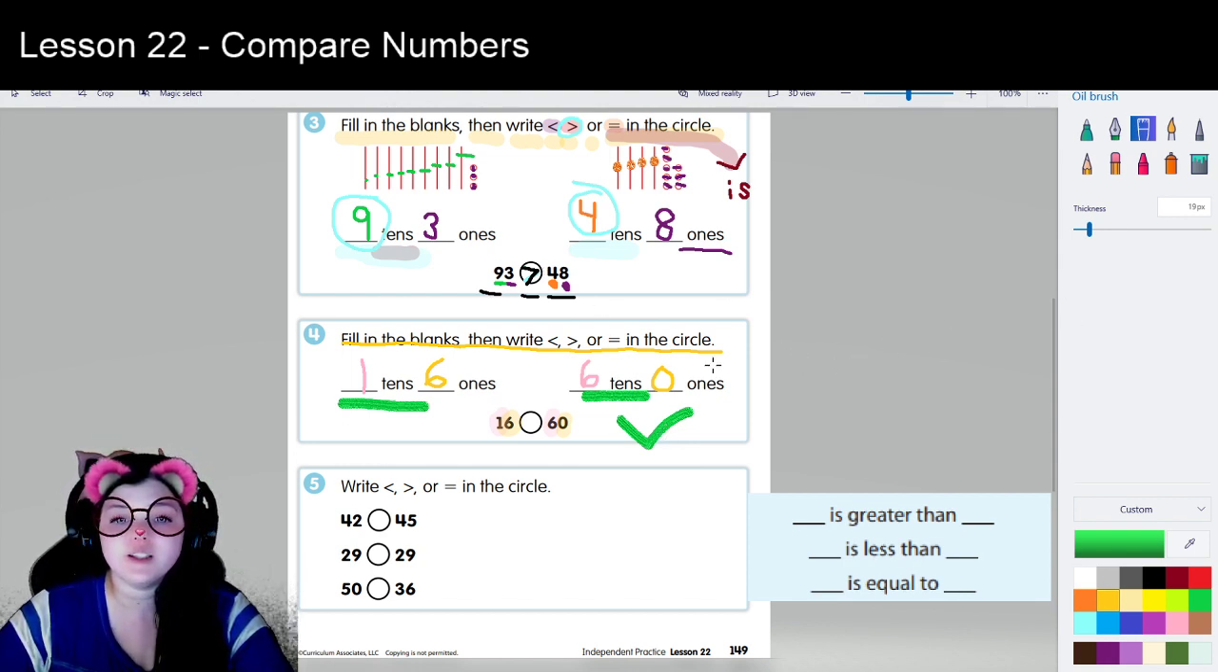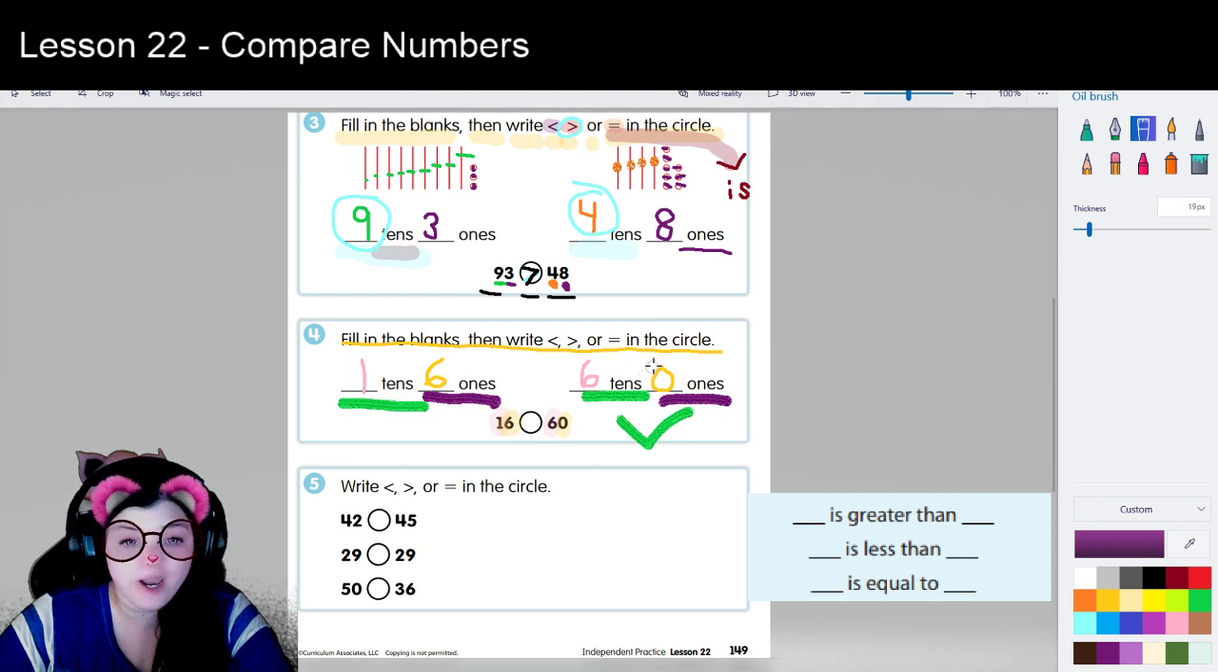Even though there are 0 ones in 60 and 6 ones in 16, tens are more. Imagine if you had a pencil. If you had 6 boxes of pencils in your backpack, that would be a lot more than 1 box of pencils in your backpack.